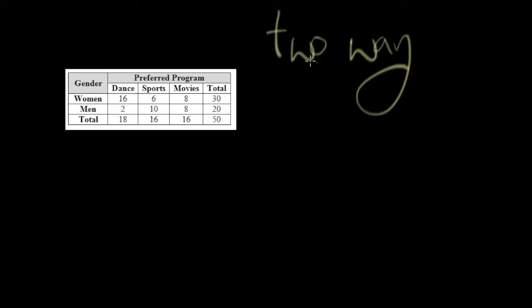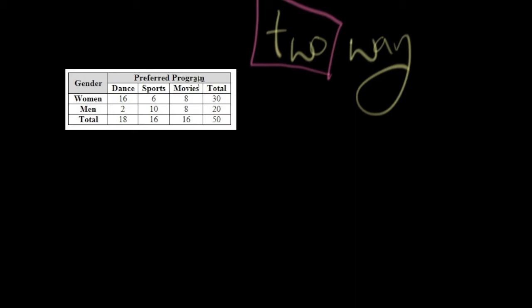Today we're talking about two-way tables. Two-way tables are pretty cool. They let you get a couple of different pieces of information and interpret them. So what am I talking about here? Well, here's what a two-way table might look like. We call these two-way tables because there's basically two things that we're looking at.